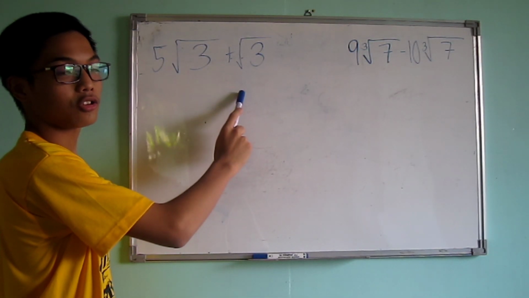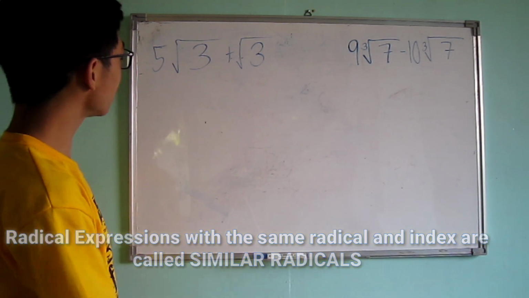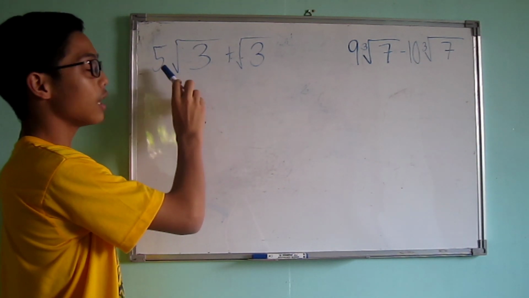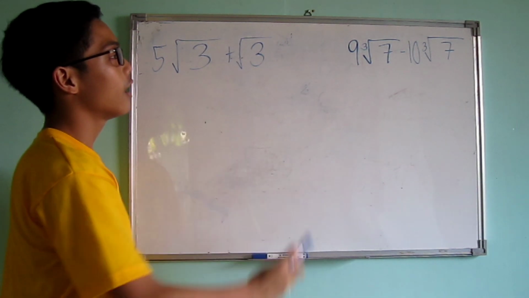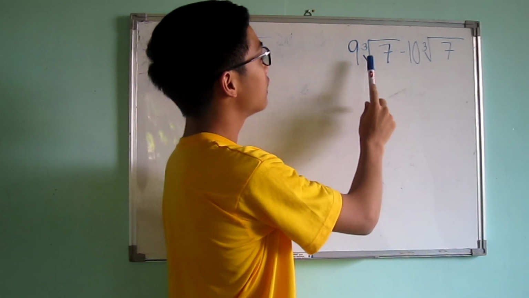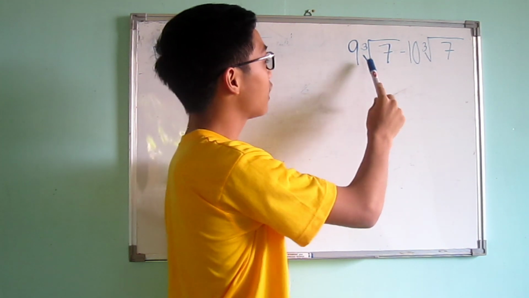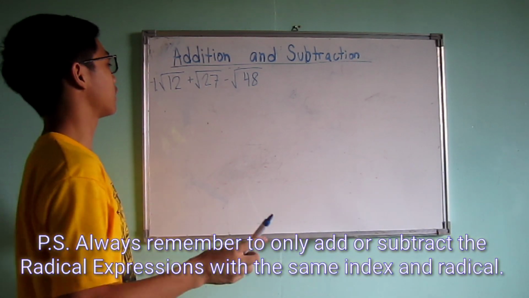These radical expressions are called similar radicals. As you can see, the square root has the same index 2 and the same radical 3. For another example, cube root of 7. So they have the same radical. Let's start now adding and subtracting.